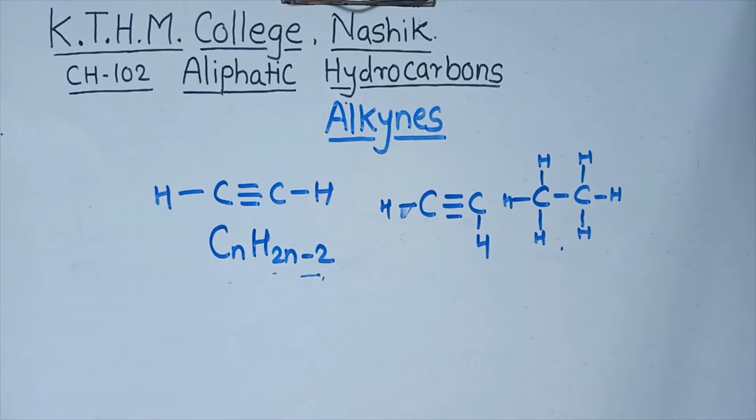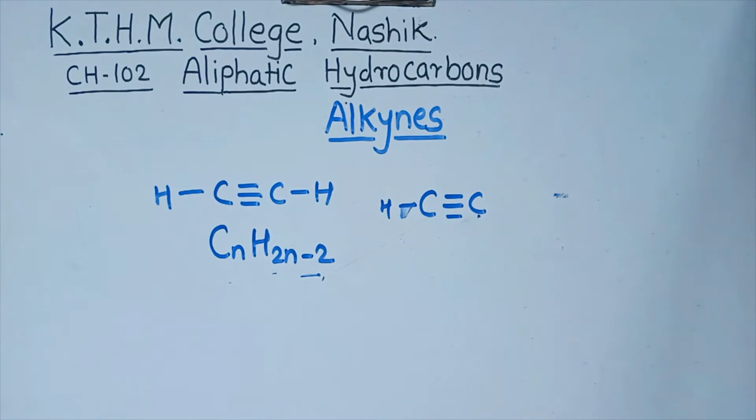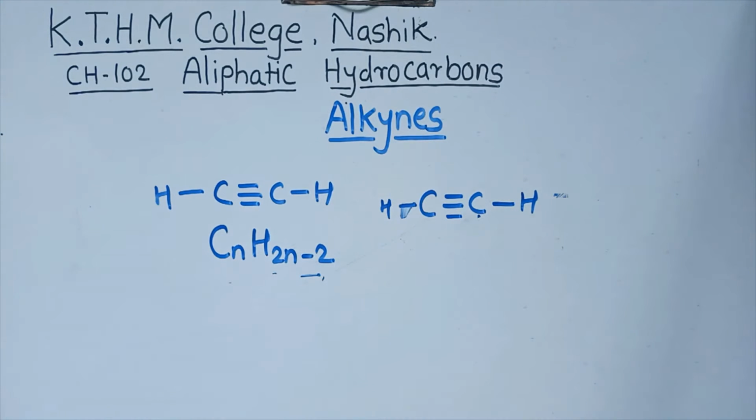Okay. The presence of a triple bond in alkynes is the characteristic of these alkynes, because this is a reactive center and at this center all reactions take place. That's why it is the characteristic of the alkynes. Okay. The first member of this alkyne family is acetylene. Hence, it is also called the acetylene series.